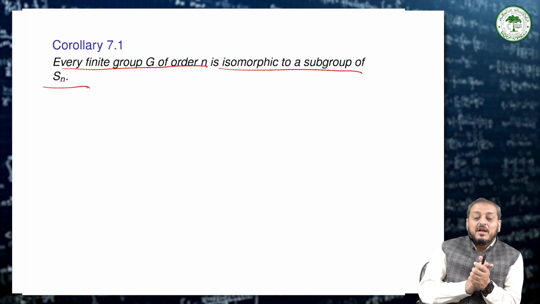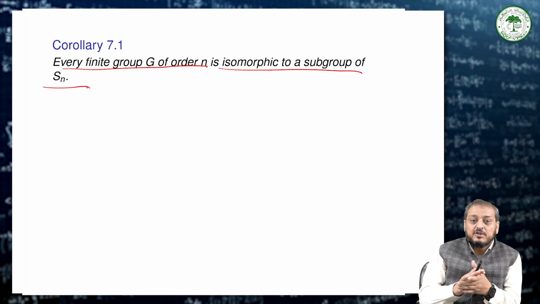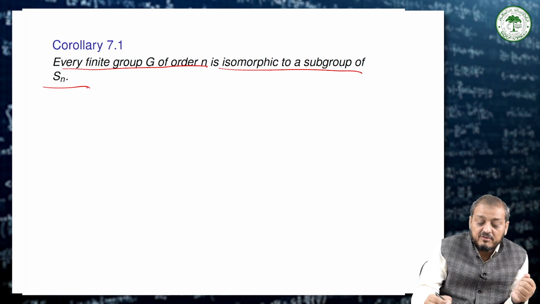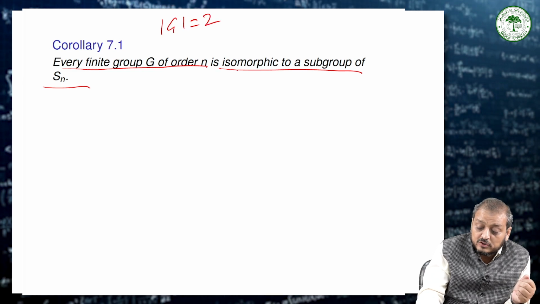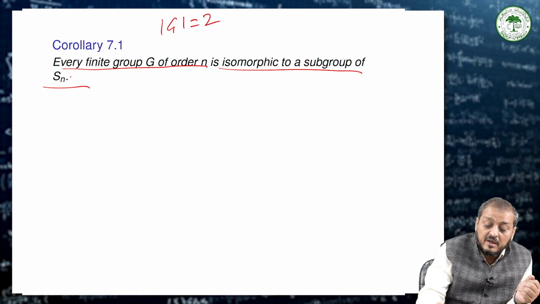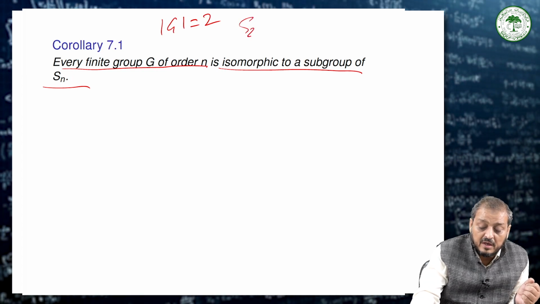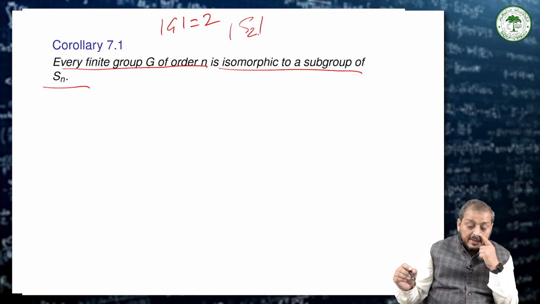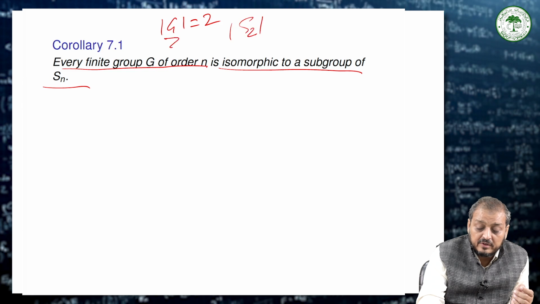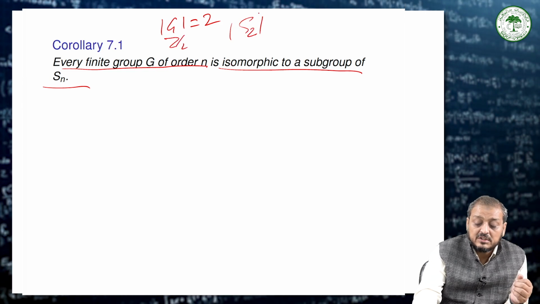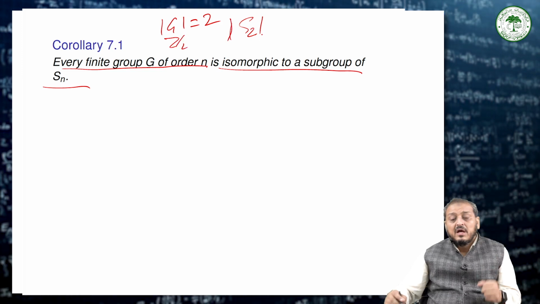It simply says that for every finite group G of order n, for example, if G is a group of order 2, then it is isomorphic to a subgroup of Sn, meaning G is isomorphic to a subgroup of S2. Then clearly the group of order 2 we can set as Z2, and Z2 is isomorphic to a subgroup of this S2.